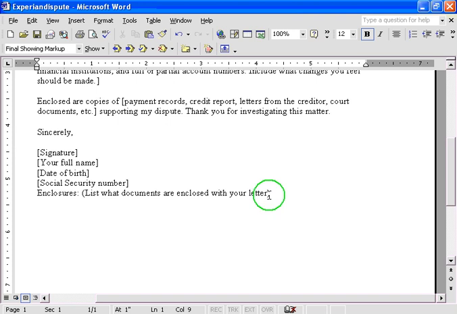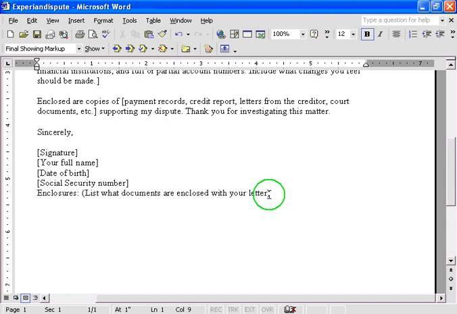Always be sure, including with TransUnion and in our future Equifax, to include the credit report and make sure it is their respective credit report. Such as with a TransUnion dispute, make sure you include the TransUnion credit report. With Experian, make sure you include the Experian credit report. And with Equifax, make sure you include the Equifax credit report.